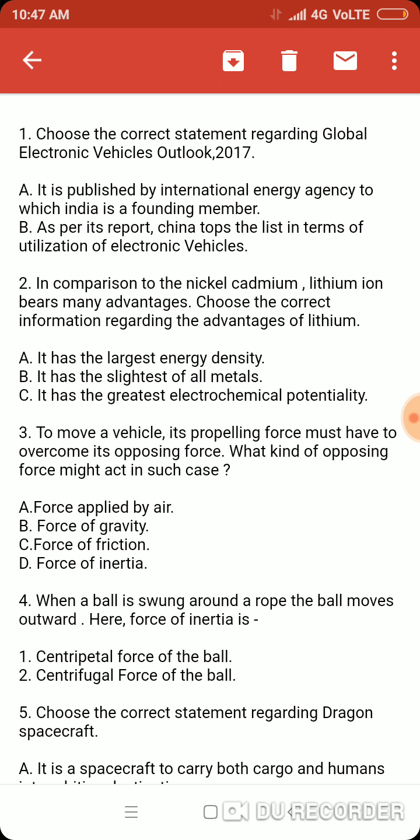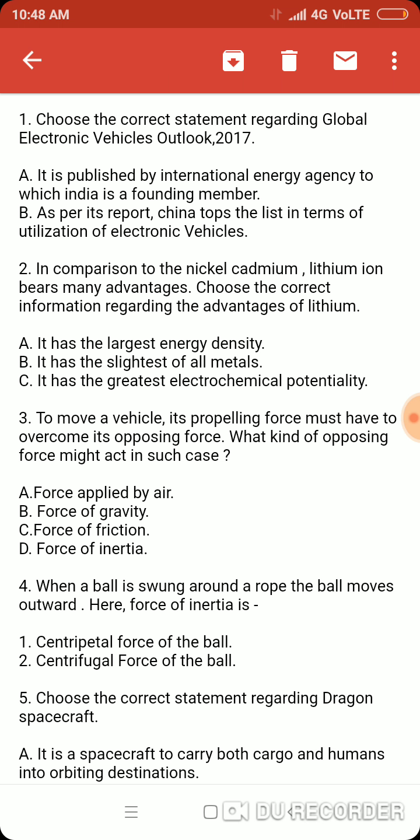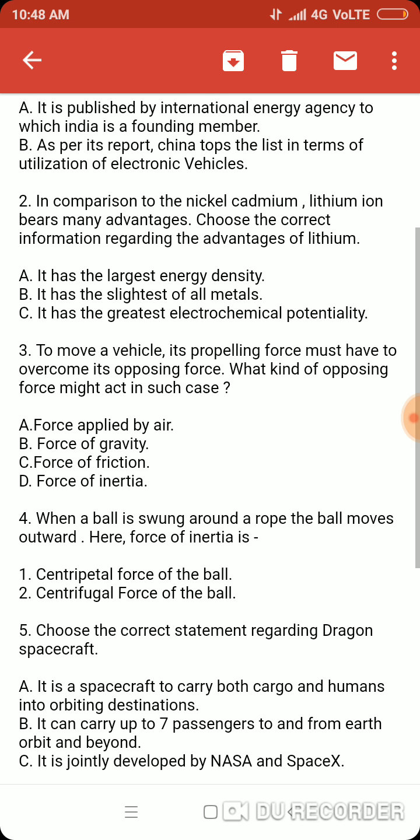Correct statement regarding Global Electronic Vehicles Outlook 2017. Option A: it is published by the International Energy Agency, to which India is a founding member. India is not a founding member, but it is published by the International Energy Agency. Option B: as per its report, China tops the list in terms of utilization of electronic vehicles. Correct.